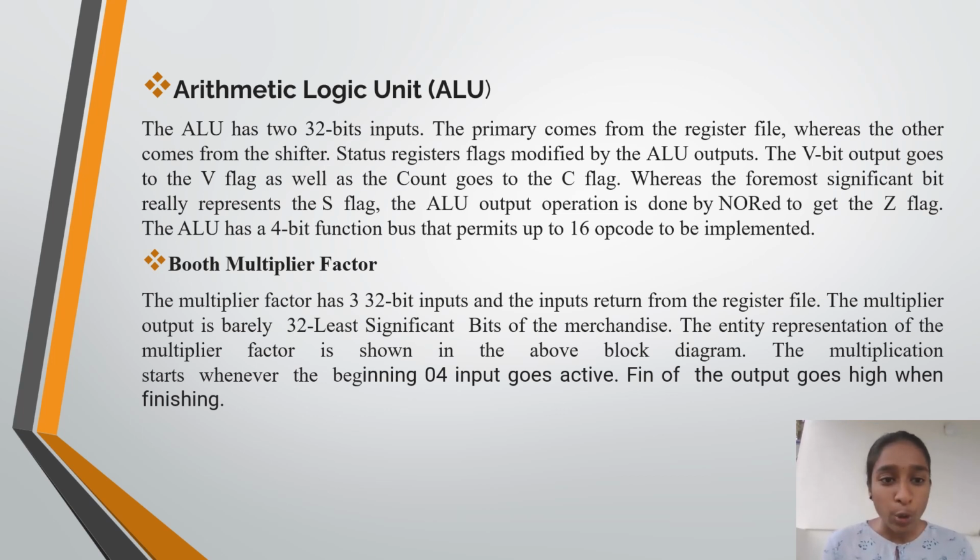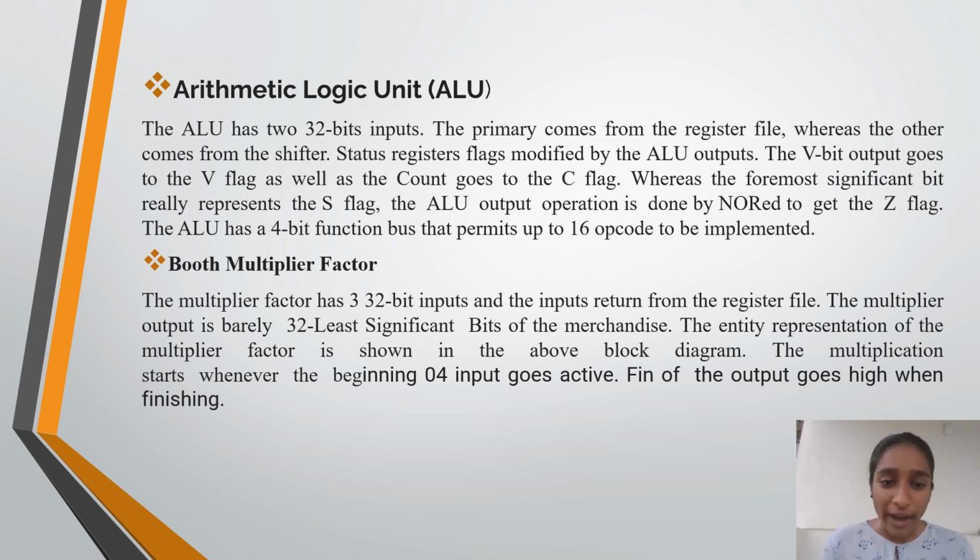The V bit output goes to the V flag, as well as the carry goes to the C flag, whereas the most significant bit represents the S flag. The ALU output is operated on by a NOR gate to get the Z flag. The ALU has a 4-bit function bus that permits up to 16 opcodes to be implemented.